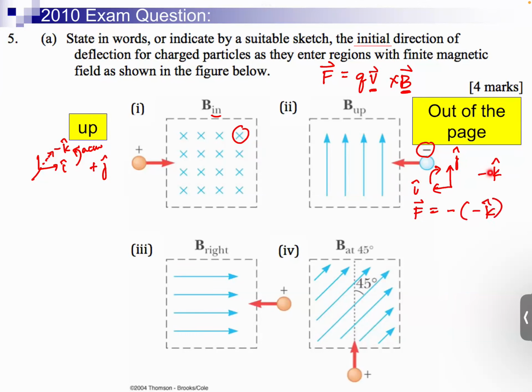So the minus k hat here comes from the cross product of i hat cross j hat, giving you a minus k hat, but the charge is negative. So the negative charge will reverse the direction that you got from the cross product. So you also have to consider the charge, whether it's positive or negative, in your final answer. And hence, the final answer is a plus k hat, which is out of the page. Good.